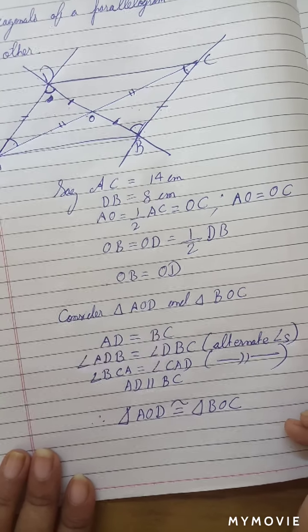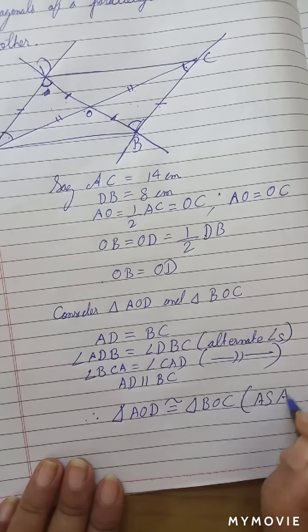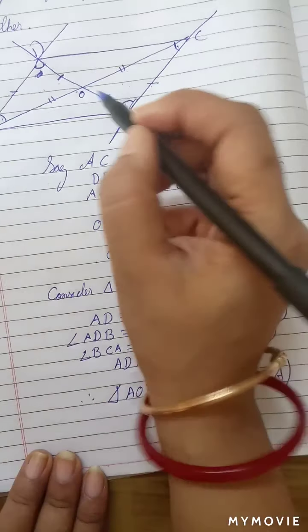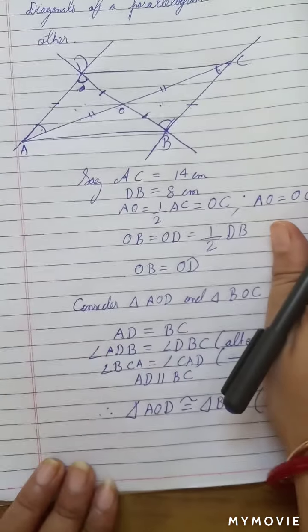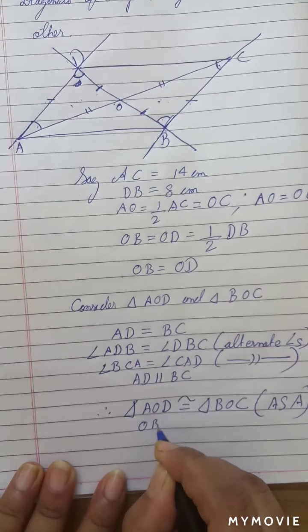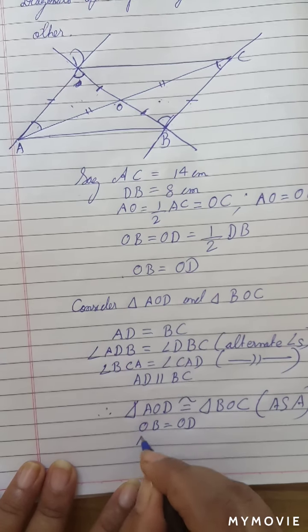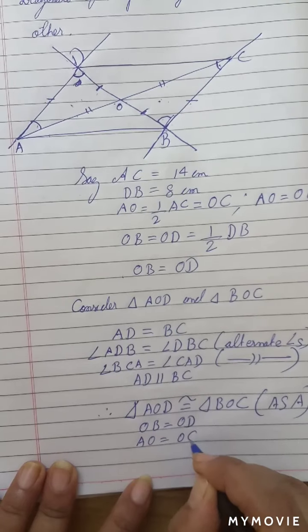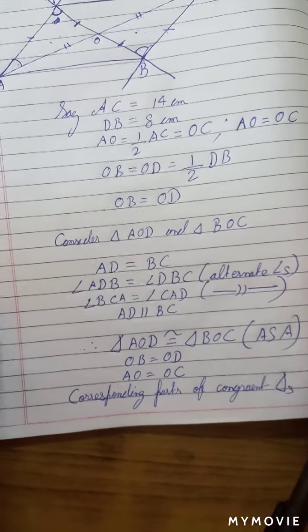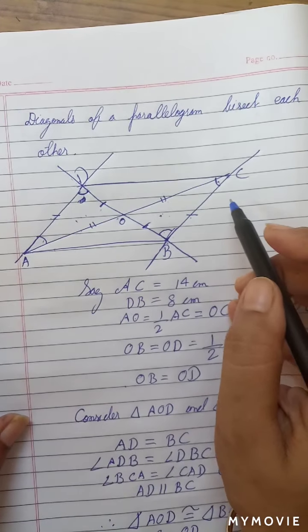BOC. And what should be the congruence rule? Definitely it is ASA, angle side angle congruence rule. ASA congruence criteria. So now that we know this triangle is congruent to this triangle, we can conveniently say that OB is equal to OD and AO is equal to OC. Why? They are corresponding parts of congruent triangles, but they are the diagonals of parallelogram ABCD.